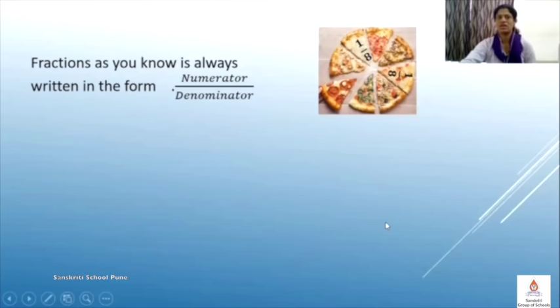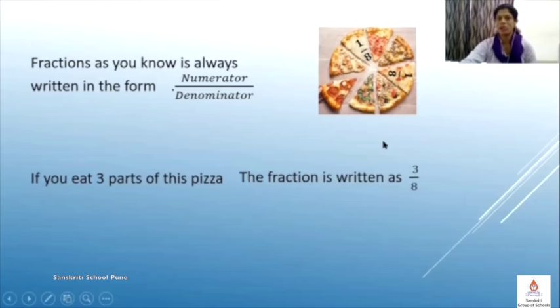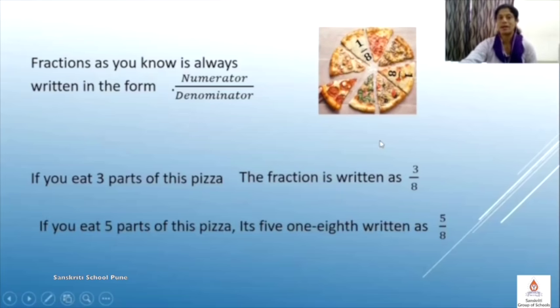Fractions, as you know, are always written in the form numerator upon denominator. Now, look at this yummy pizza. It is divided into 8 equal parts. Now, if you ate 3 parts of this pizza, can you tell me the fraction that you would write for it? Yes, it's 3 upon 8. And if you ate 5 parts of this pizza, you write it as 5 upon 8.